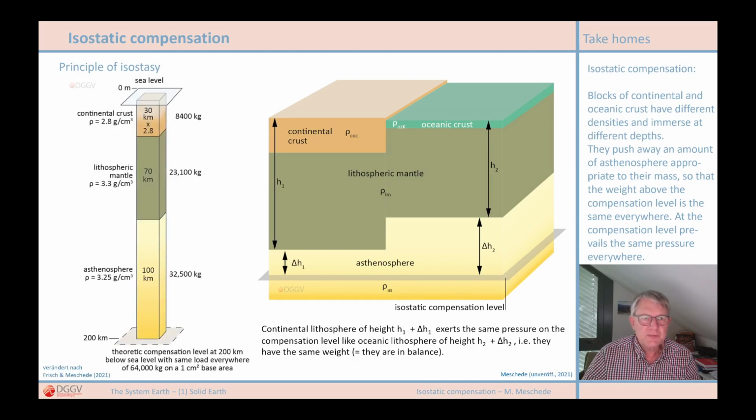For this conceptual model, we imagine a column that is 200 kilometers high, but it has a base area of just 1 square centimeter. Well, something like this can only be done in our mind and cannot be implemented in practice. But anyway, it's a good imagination to explain the effects of isostatic compensation.